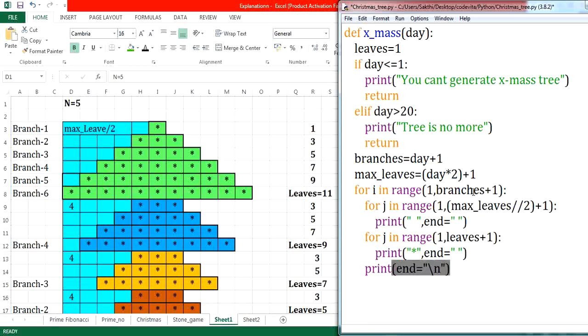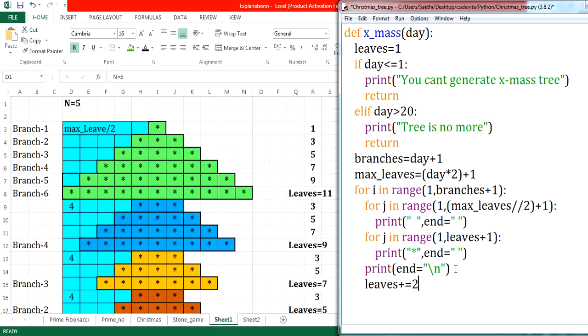Okay. The initial count of leaf is 1. For the next row, what is the count of leaf? It is 3. So 1 plus 2 gives you 3, 3 plus 2 gives you 5, 5 plus 2 gives you 7, 7 plus 2 gives you 9, 9 plus 2 gives you 11. So for each and every iteration, what is your leaf count? It is incrementing by 2. Is that clear so far?